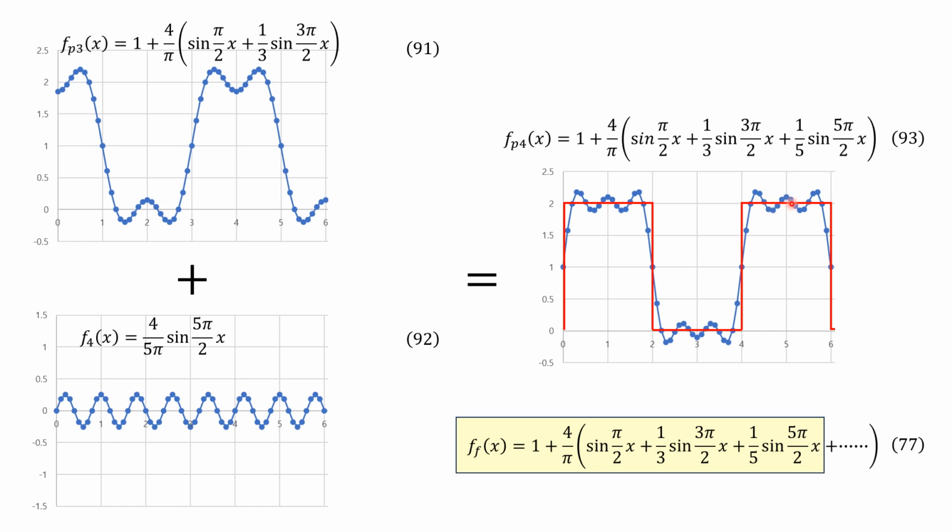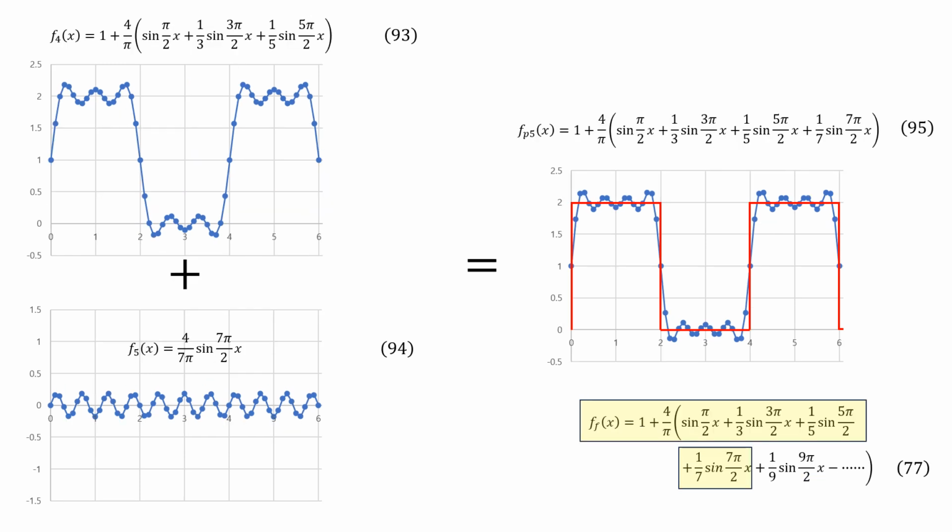As shown in the figure, compared to the sum fp3 of the previous Fourier series third term, it can be seen that the result is much closer to a square waveform. This means that the overall error value of the Fourier series continues to decrease as the terms of the Fourier series increase.